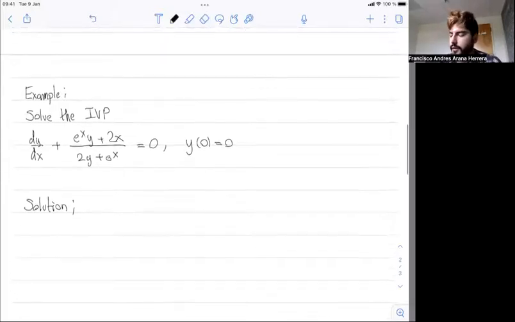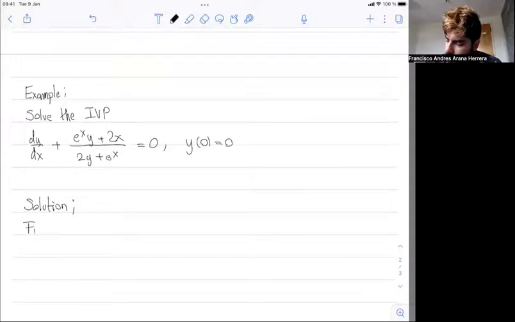So first, let us cast this equation in differential form.